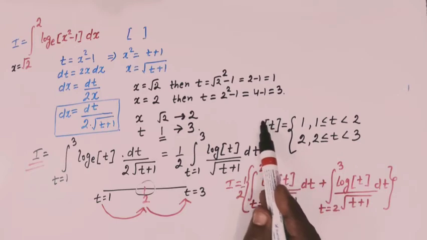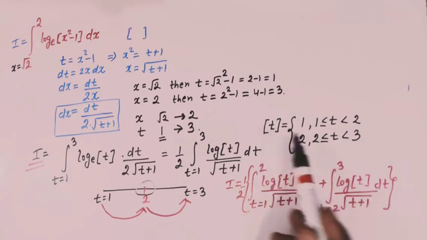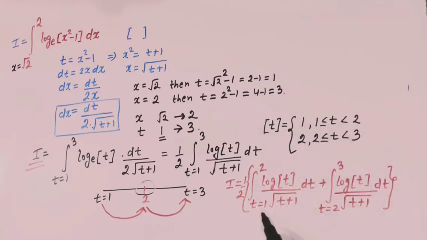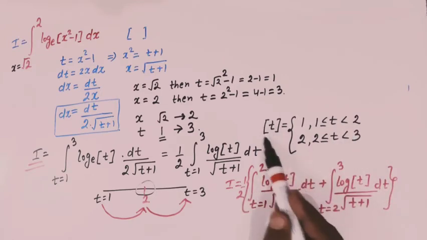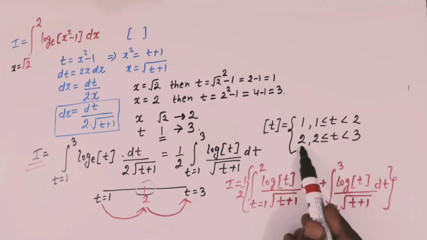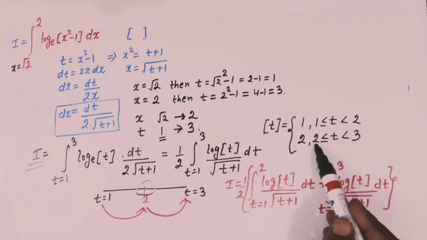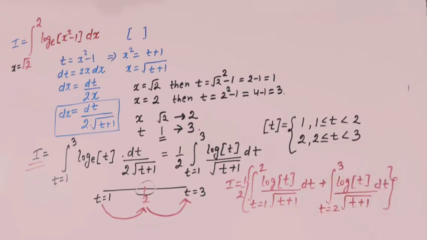So the value of greatest integer t is equal to 1 when t lies between 1 and 2, and the value of greatest integer t is 2 when t lies between 2 and 3, right? Now our aim is to evaluate these two integrals.